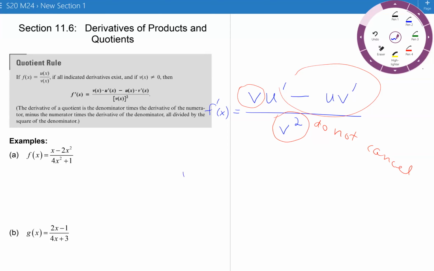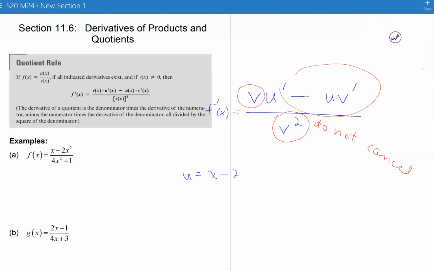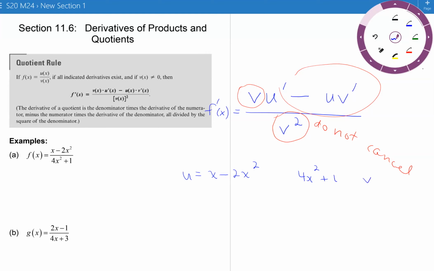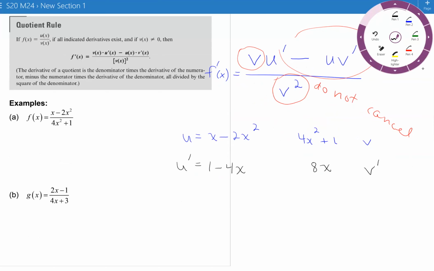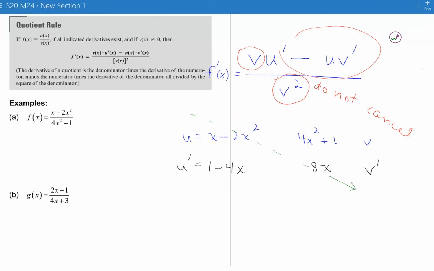I have the u function is the function on the top, x minus 2x squared. Then the v function is the function on the bottom, 4x squared plus 1. Okay, now let's do u prime is going to be 1 minus 4x. And v prime is going to be 8x. So now we're going to do our diagonal multiplication. So I'm going to have 8x times the x minus 2x squared. And remember, the order of the multiplying doesn't matter.